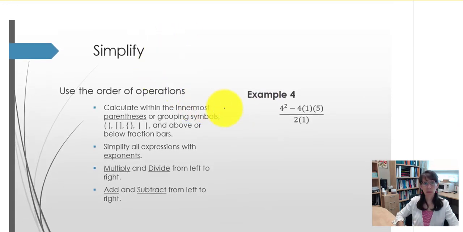Example 4 is very similar to example 3. You can see we have the division bar as our grouping symbol, and the parentheses given here are just to imply multiplication. Everything inside has been simplified. So moving along with PEMDAS, we have an exponent here. 4 squared would make 16.